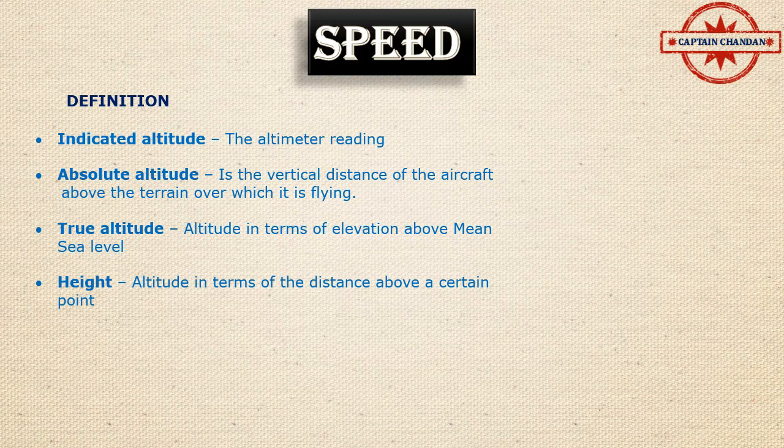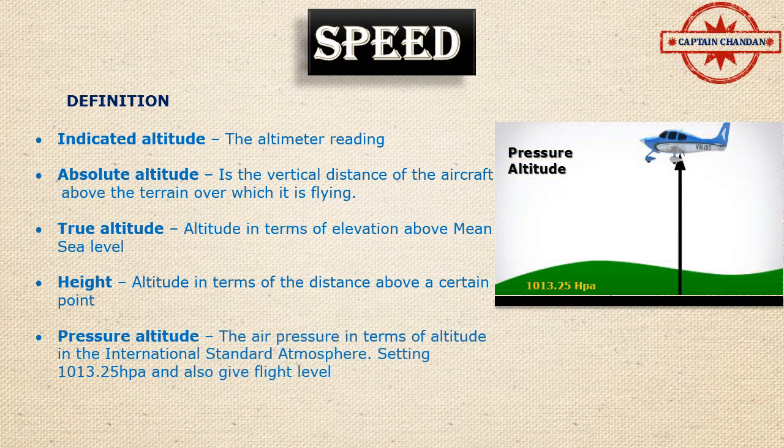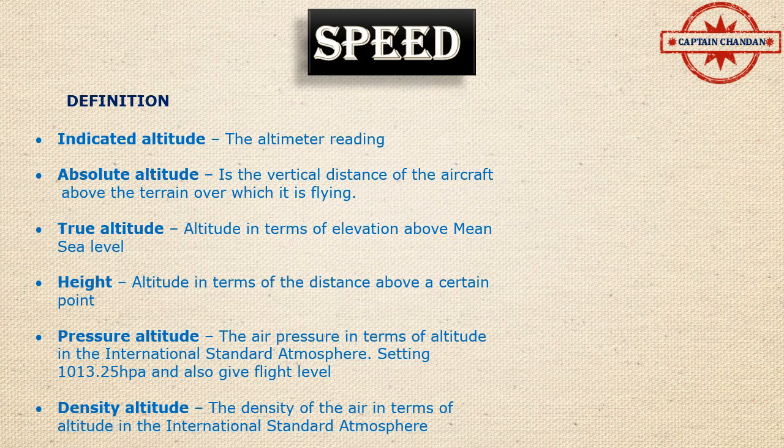called height. Pressure altitude: when we set pressure 1013.2 hectopascal in the altimeter, it gives altitude in terms of flight level, or we can say constant pressure level. Density altitude: the density of the air in terms of altitude in the International Standard Atmosphere. We will see the detailed information in the instrument chapter.